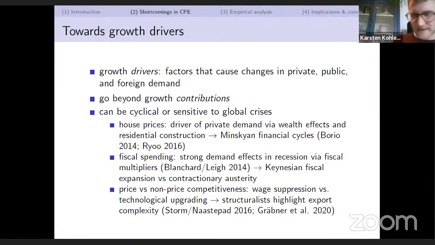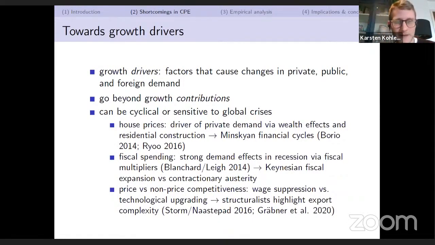Okay, but this is a relatively specific point. The broader conclusion that we want to draw from this is that we believe it's important to think a bit more about those growth drivers as opposed to the growth contributions only, because the growth contributions have limited information, and the growth drivers, which are potential causal factors that can cause changes in private, public, or foreign demand, are likely to be a bit more informative about what has been going on. And when you look at growth drivers, we can pay more attention to cyclical changes in those growth drivers, or how growth drivers change in response to a global crisis, such as the global financial crisis.